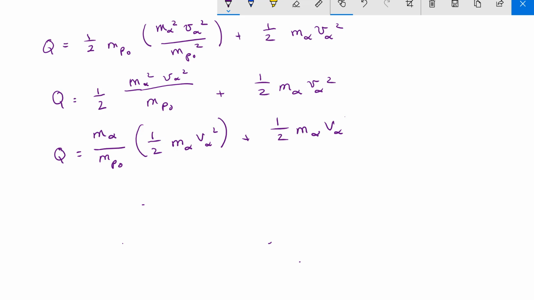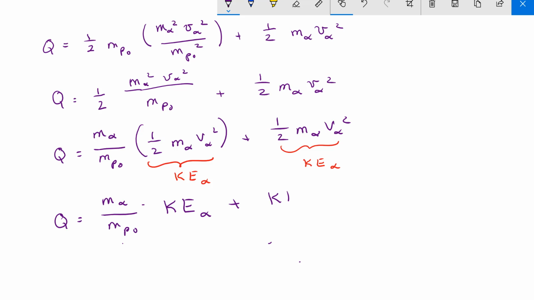But realize this 1/2 M alpha V alpha squared is just the kinetic energy of the alpha particle. And so I now can rewrite those two things as kinetic energy of the alpha particle, which is what I'm trying to find. Now I'm going from a very complex many-variabled equation to something a little bit simpler. I have the mass of the alpha divided by the mass of the PO times the kinetic energy of the alpha plus the kinetic energy of the alpha. Pulling the kinetic energy of the alpha out, thanks to the distributive property of multiplication, I get kinetic energy of the alpha times the mass of the alpha divided by the mass of PO plus 1.